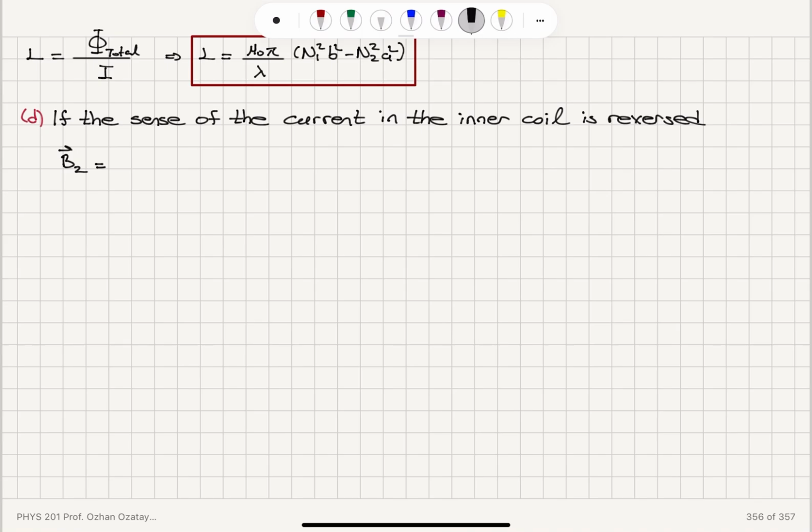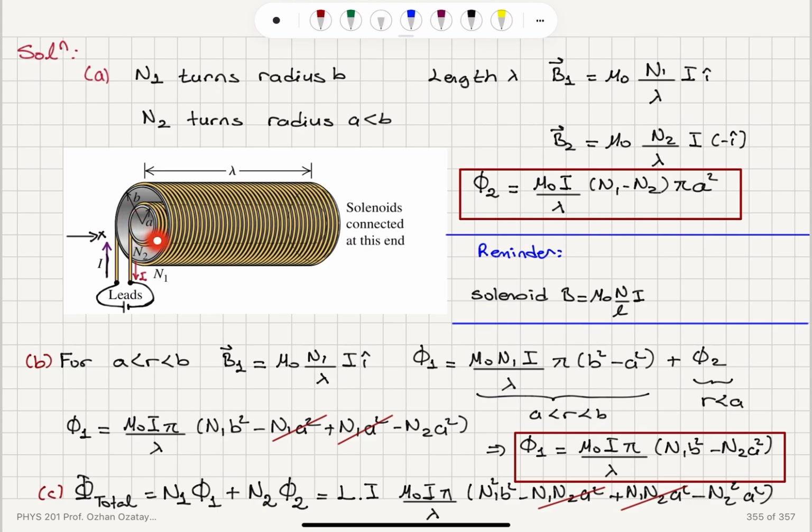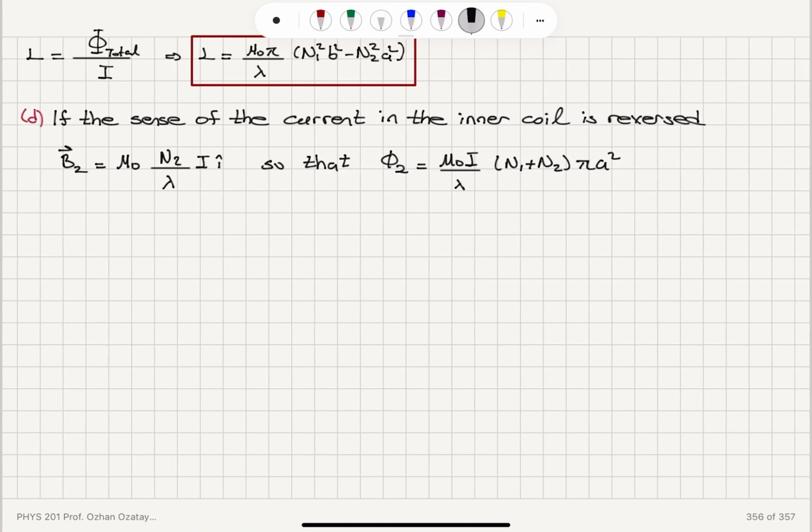is equal to mu0 n2 over lambda I in plus i hat direction instead of minus i hat direction, so that the flux through each turn of the second coil, the inner solenoid, would be mu0 I divided by lambda, this time (n1 plus n2) pi a squared, the area of each coil of the inner solenoid. So that would be the flux.